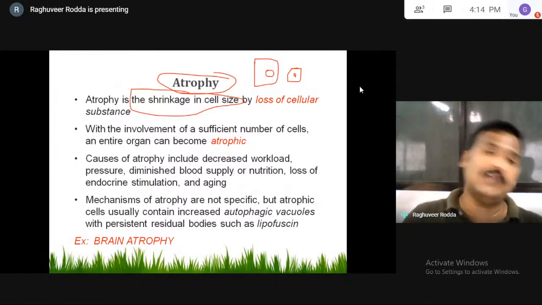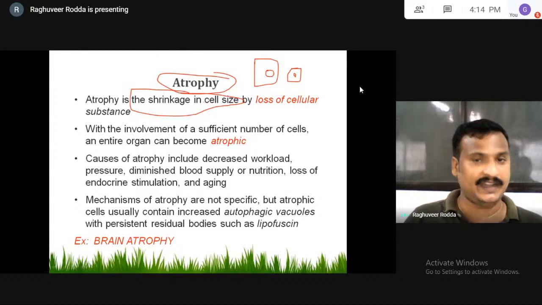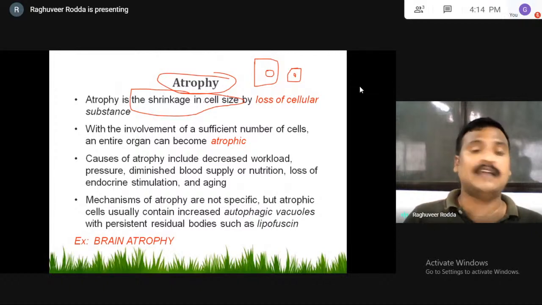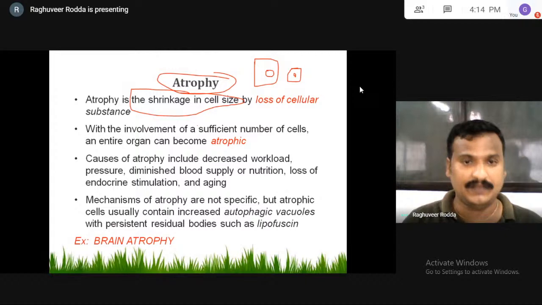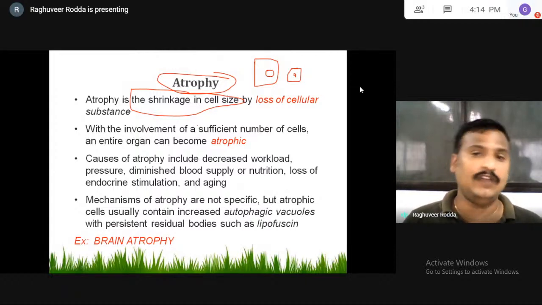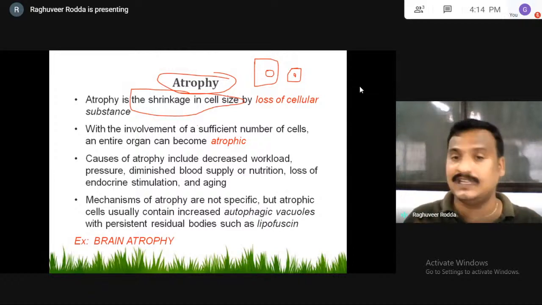If many cells are involved in the atrophic condition, many cells shrink by losing their cellular substances, and that condition is called atrophy of the organ. Whenever more cells are involved in the atrophy, when you observe that particular organ under the microscope, the entire organ will be observed as a smaller structure than the original.